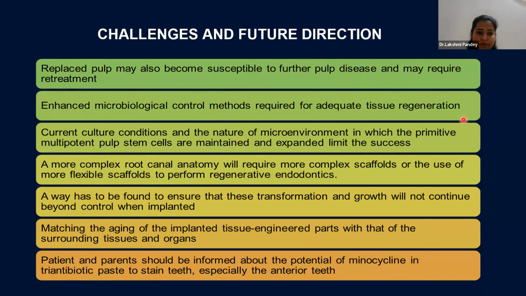Current culture conditions and the nature of the microenvironment in which the primitive multipotent pulp stem cells are maintained and expanded limit the success. The more complex root canal anatomy will require more complex scaffolds. Single rooted teeth are done, but if you are planning for multirooted teeth, especially molars, the challenges will be greater. A way has to be found to ensure that transformation and growth will not continue beyond control when implanted. Also, the aging of the implanted tissue engineered parts has to be matched with that of the surrounding tissue and organ.